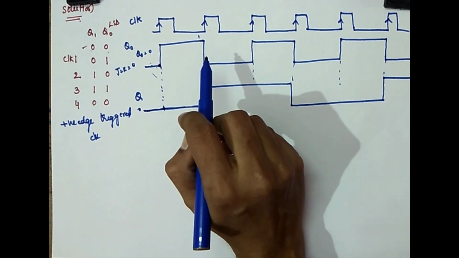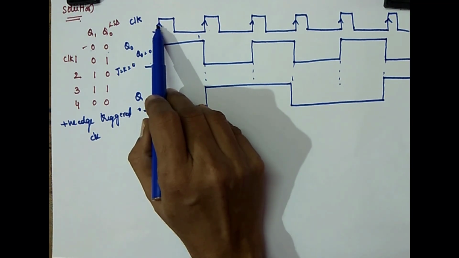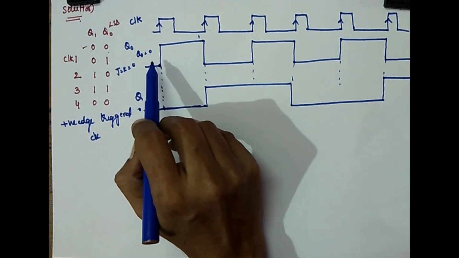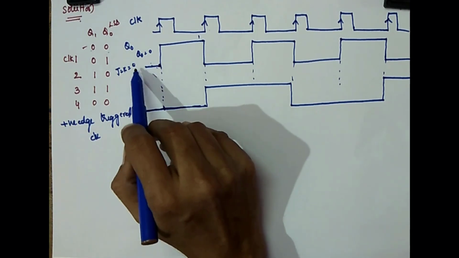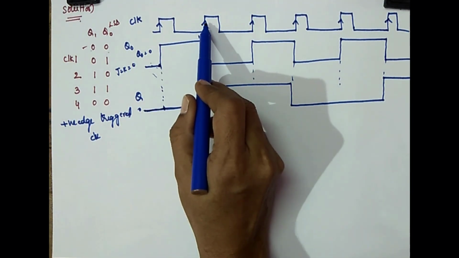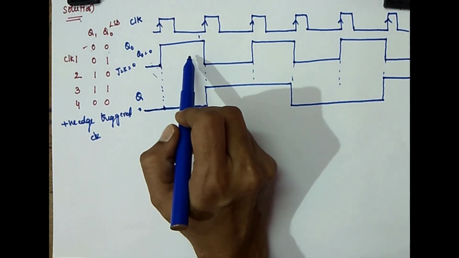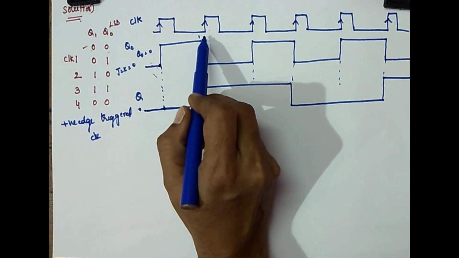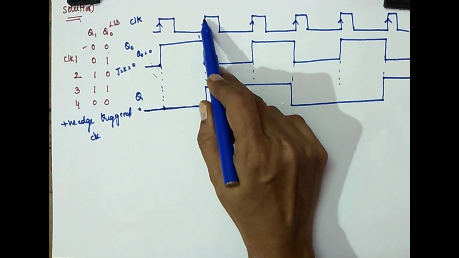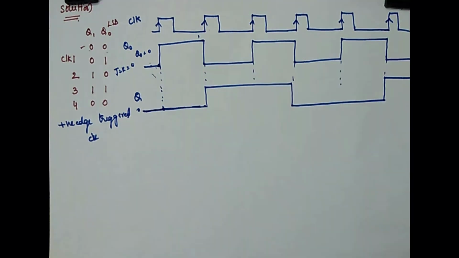And now at this edge, your Q0 is 1. See here very carefully. As it is a positive edge triggered clock, at the first positive edge you have to consider Q naught as 0 only. You have to consider the value of Q naught as its previous value. At the second clock pulse positive edge, only then you have to consider Q naught as 1. After this positive edge only, it goes to 0 state.